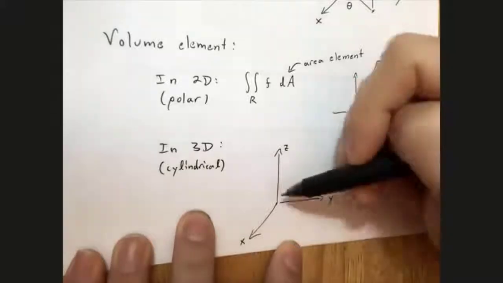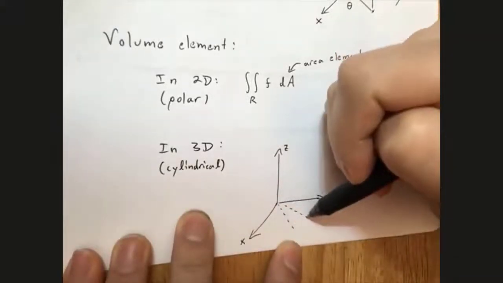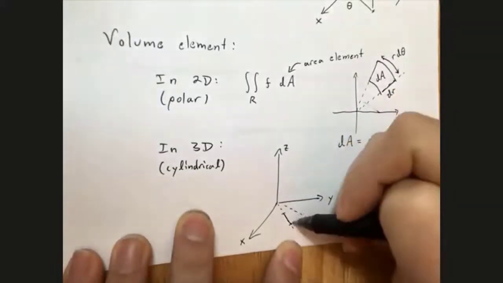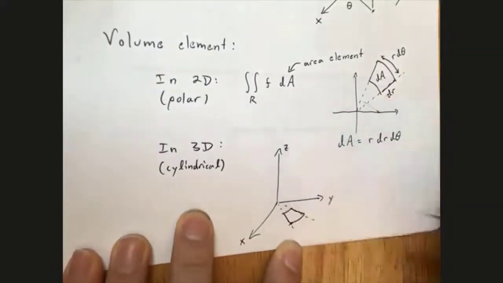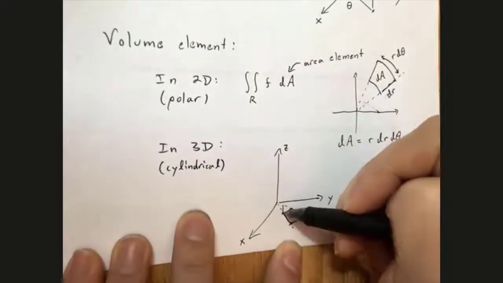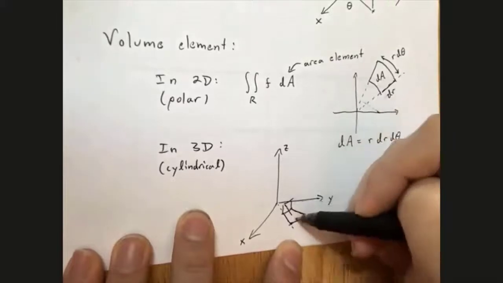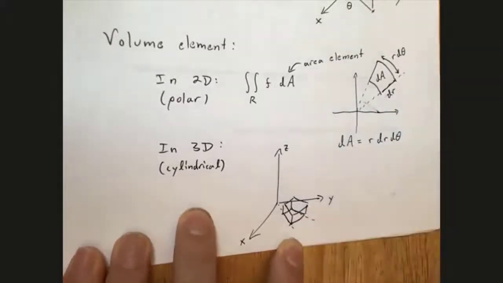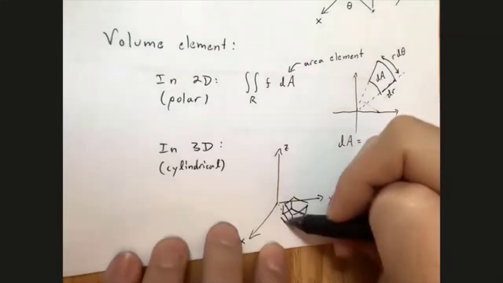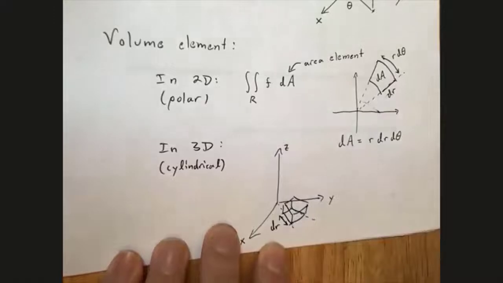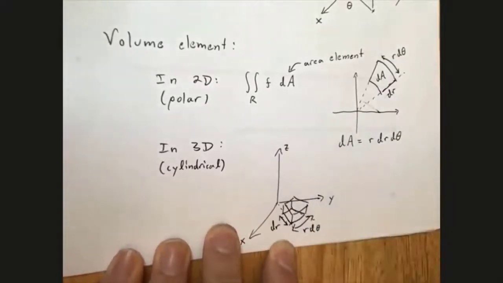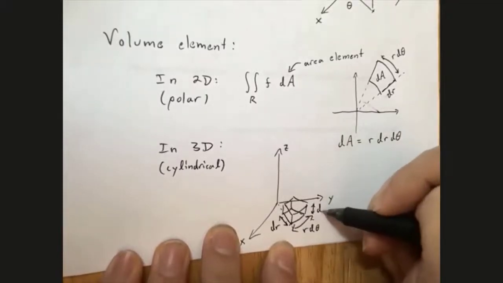So the same picture. What we did is we took a change in theta. We took a change in r, right? And that gave us this wedge shape down here. And now we'll just extend it into the z direction. So we'll just lift that up. And you get this wedge that's extended in the z direction. So now dr takes us this way. r d theta gets us that dimension. And then this is just simply dz.